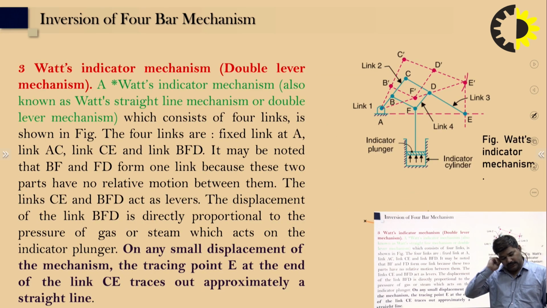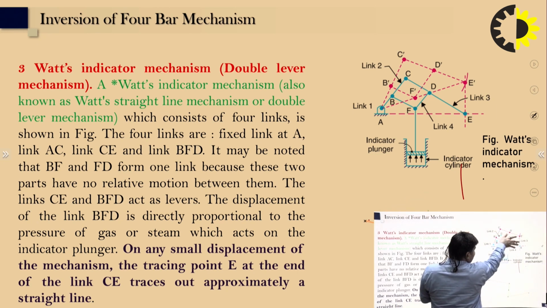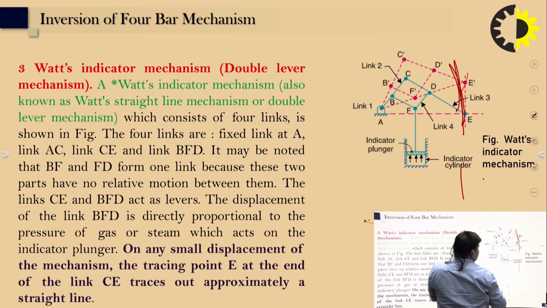The third one is Watt's indicator, the double lever mechanism. Watt's indicator mechanism is also known as the Watt straight line mechanism or double lever mechanism. It is used to draw a straight line. We can see in the figure the points A, B, C, D, E, and it moves like this. From this point A to the extended point E, the line will be moving in a straight line.